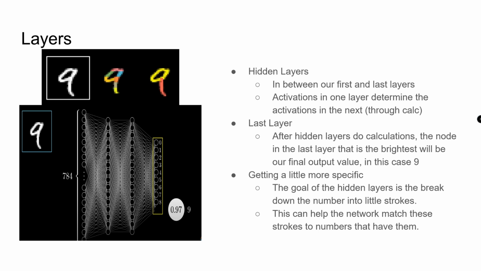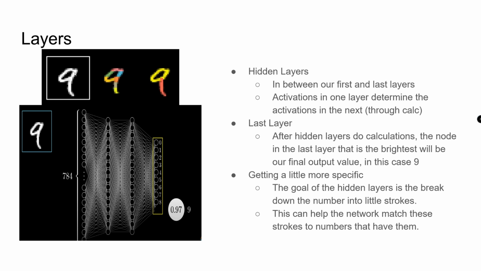Now the goal of the hidden layers is to break down the number into little strokes. This can help the network match these strokes to numbers that have them. The neural network determines that if this number requires these strokes, then it's probably that number. Now let me go ahead and explain a little more.